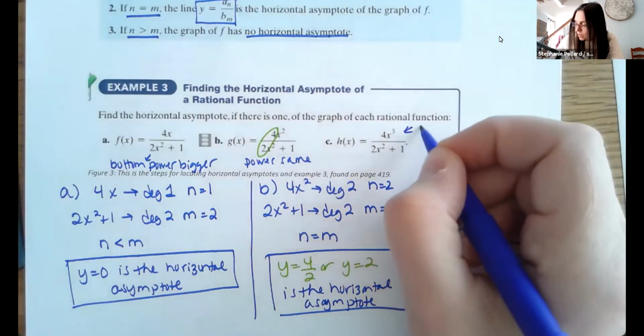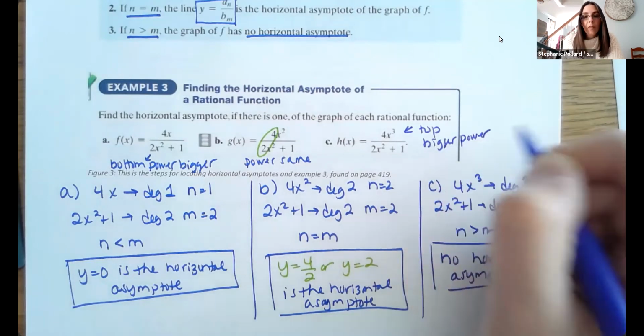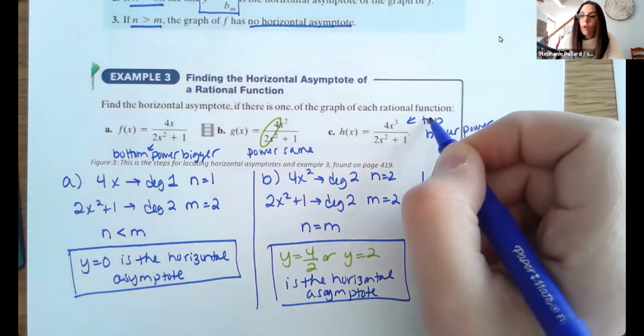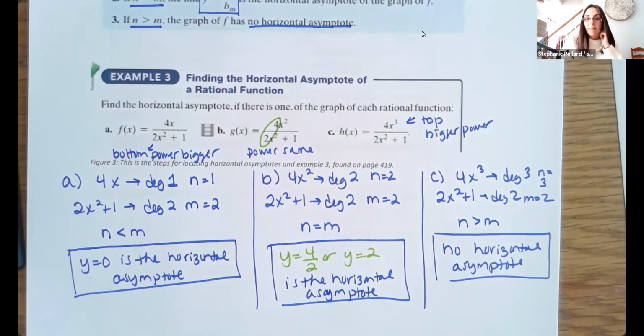So in this case, the top is the bigger power. And those are the 3 things that can happen with horizontal asymptotes. Okay. Quickly, I think it'd be nice just to graph these. So let me show you maybe just 1 or 2 of them on Desmos. Let's see, stop share.